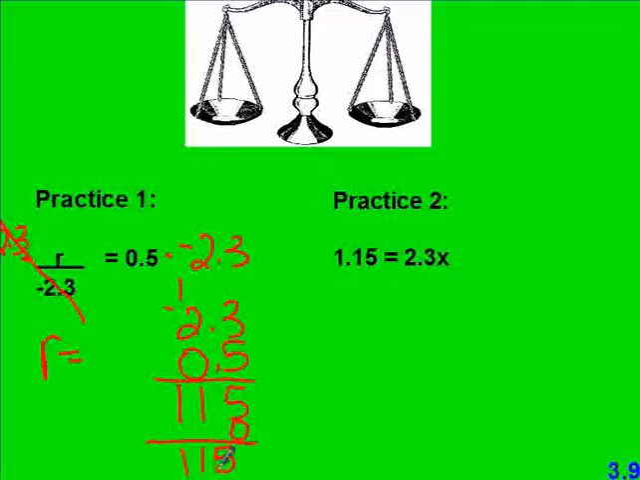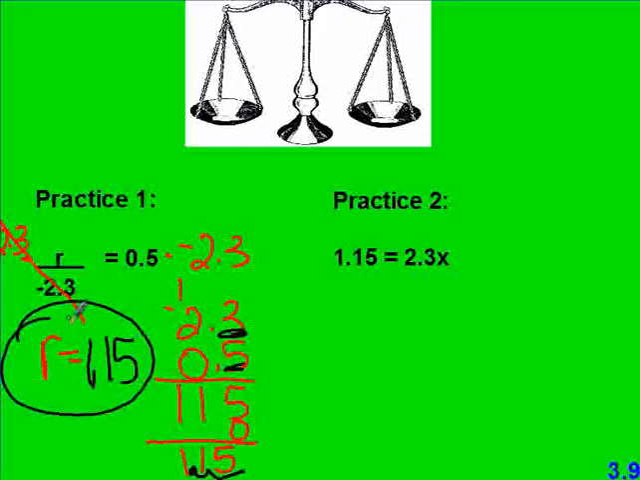Now where do I put the decimal? In this problem there are 2 places to the right of the decimal, so I move the decimal over 2 places. My answer is 1.15. Pause the movie, copy practice 1 into your notes.